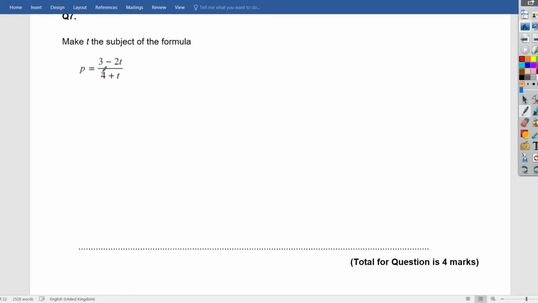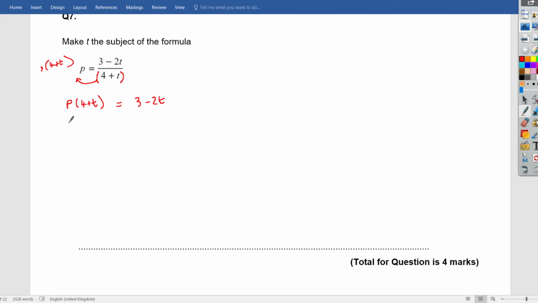Now first thing before I start, I'm going to put a bracket around this, because I need to get rid of this fraction, this division, and I'm going to take it to the side. The opposite of dividing by 4 plus t is multiply by 4 plus t. So we times everything here by 4 plus t. Make brackets around it. So here we go. We've got p times 4 plus t, and that's got rid of all that, taking it to the side, and we ended up with 3 minus 2t.